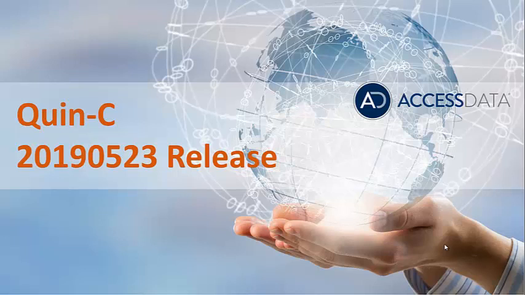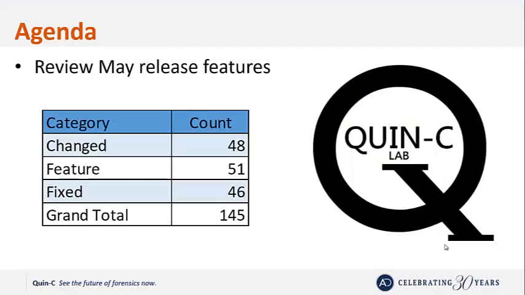In this video, we're going to discuss the 2019 May 23rd release of Quincy. We're going to do our normal video where we go over the high-level numbers, which we'll do right now. There were 48 changes, 51 features, and 46 bugs fixed.